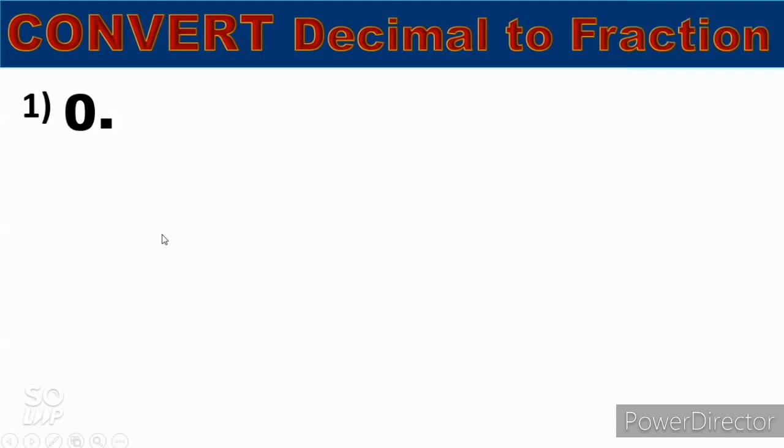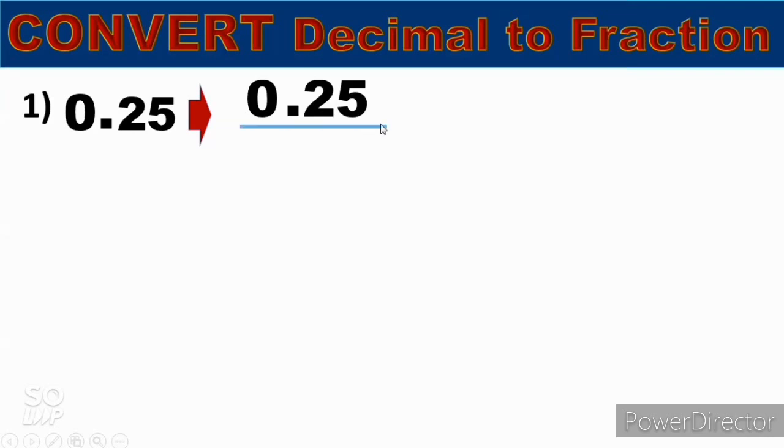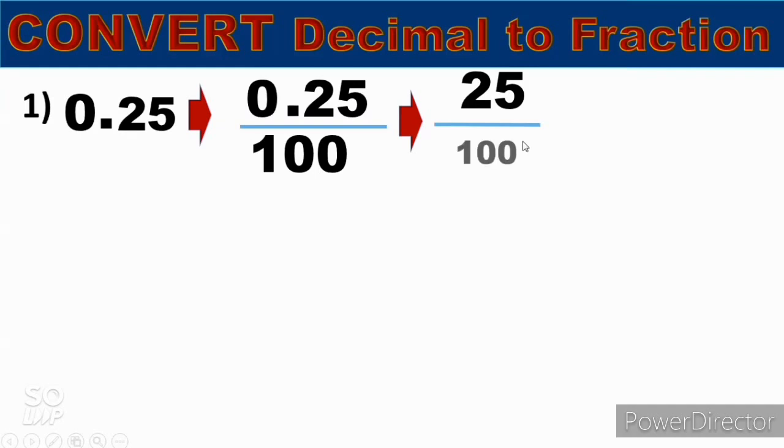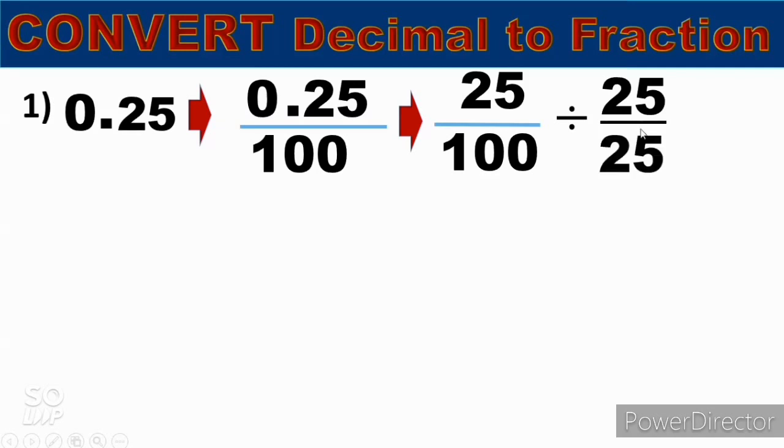Okay, now let's have another example on how to convert decimal to fraction. Number 1, 0.25. And then we divide it by 100. Then now we have 25 over 100. Simplify. The greatest common factor is 25. So we divide it by 25, both numerator and denominator. So 25 divided by 25, the answer is 1. And 100 divided by 25, the answer is 4.